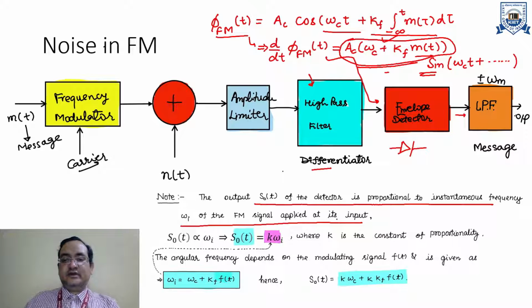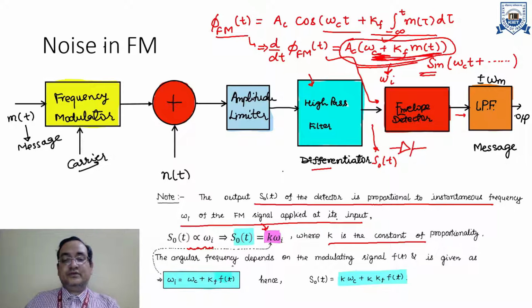As I already said, S0(t), which is the detector output, is proportional to the instantaneous frequency omega I. This term, omega c plus kf m(t), is your instantaneous frequency, right? So S0(t) is proportional to omega I, the instantaneous frequency. That means I can equate S0(t) with omega I, just introducing a k, which is a proportionality constant.